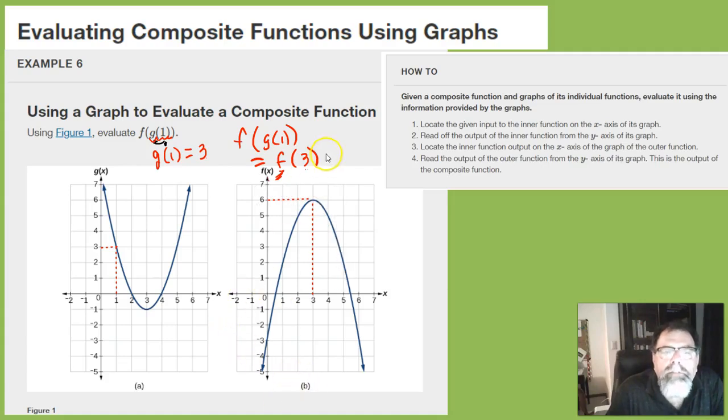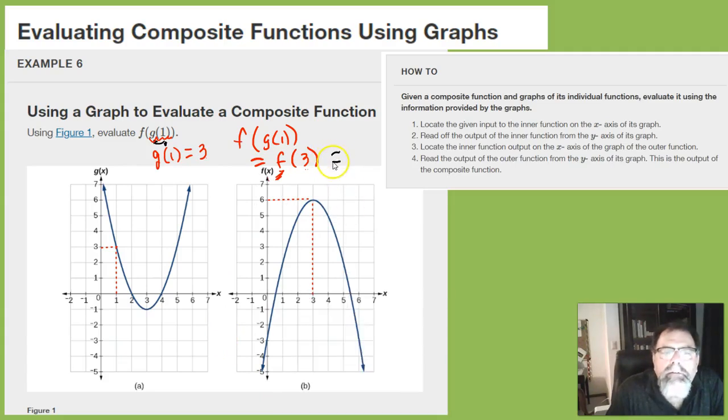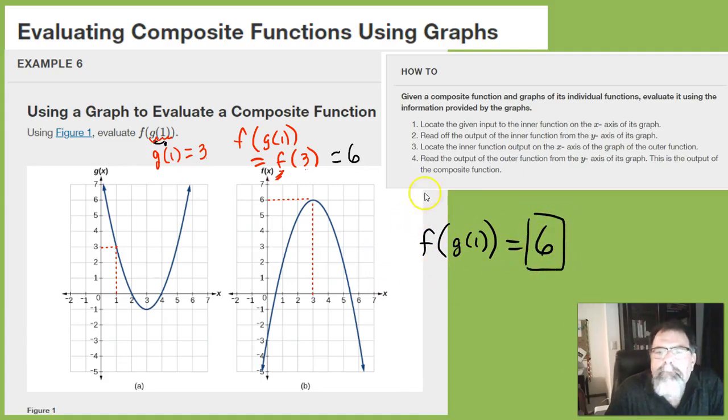So then f of g of 3 is going to be, so f of 3 is 6. So the composition f of g of 1 is equal to 6. Okay? So that's pretty much what this was saying.